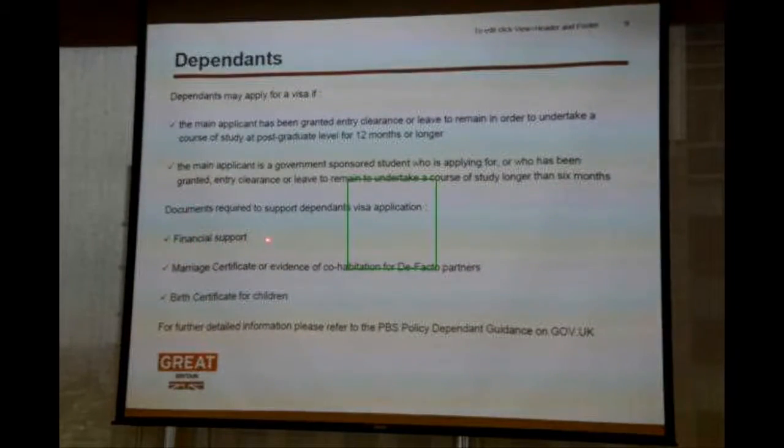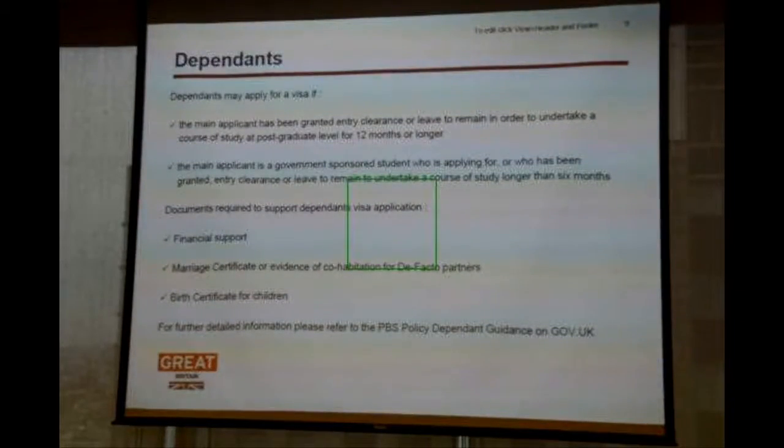And the documents that we would require are the financial support documents. Again, the amount of money is shown clearly in the guidance, what you would need for each dependent. A marriage certificate or evidence of cohabitation for de facto partners. So basically, if you're not married but have been living together for 2 years, you can take your partner with you. And for any children, their birth certificates. Okay. As I said, more details about the dependent requirements are in the guidance, the specific information. I can't go into all the specifics today.